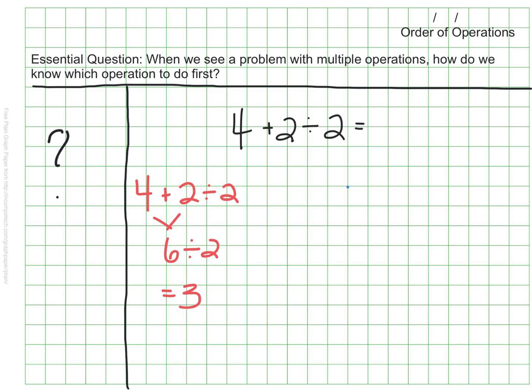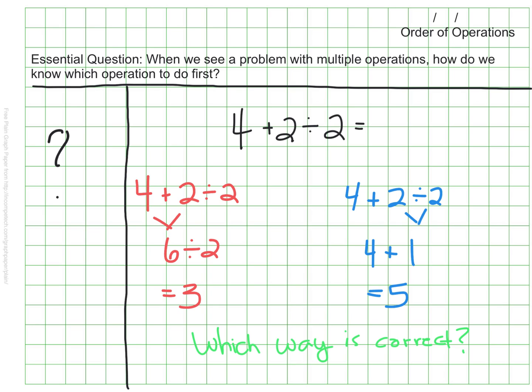Someone else might take the exact same number sentence and first do 2 divided by 2, which is 1, and then say, oh, right, and I need to add that 4. And they would get 5. Right? They can't both be right. And obviously, we can't have a system of math where people can do the exact same problem and get two different answers. So how do we know which one is correct?